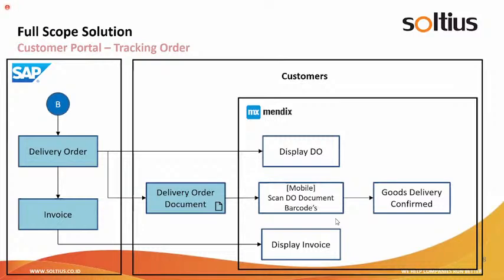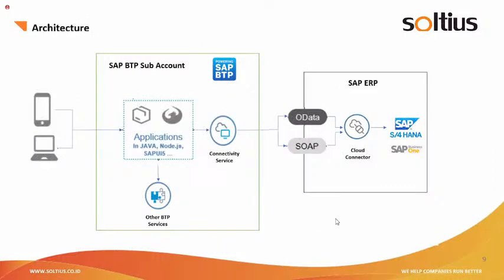The architecture will be presented by Mr. Rahmat. Yeah, hello, I'm Rahmat. Okay, for the architecture, the customer portal can be accessed via laptop, PC, or mobile devices. The application is built using Mendix and deployed on SAP BTP. It leverages several BTP services such as connectivity service, destination service, and others. The application can be integrated with SAP ERP as a backend system.